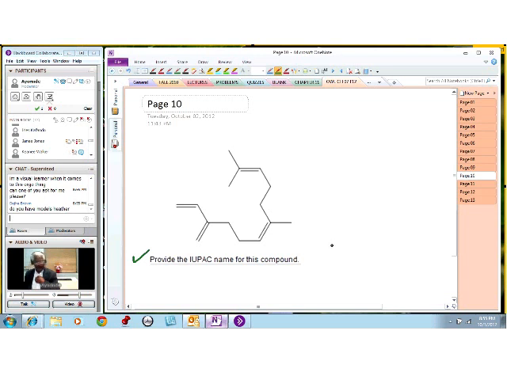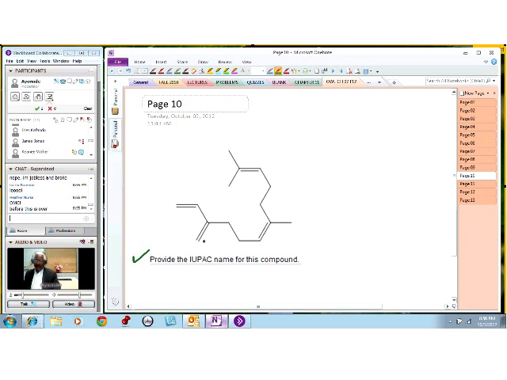Anybody? Provide the IUPAC name for this compound. Okay, very good. I see Valerie and Amber reading the questions together. I thank both of you. It says provide the IUPAC name for this compound. Keep in mind when they say provide the IUPAC name, in this particular instance, they also want us to give the E and Z nomenclature.